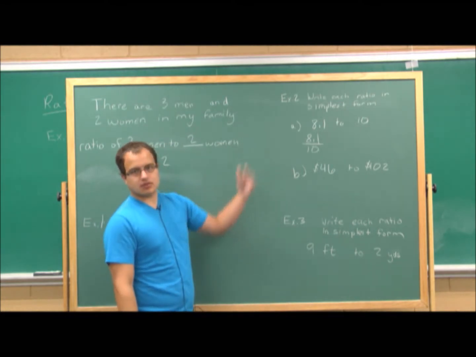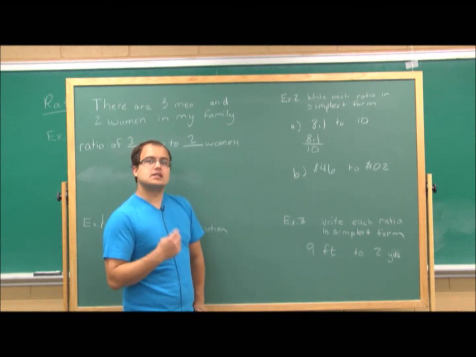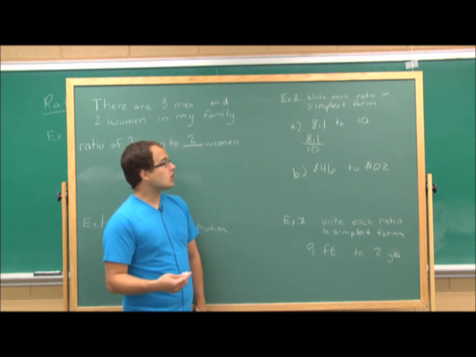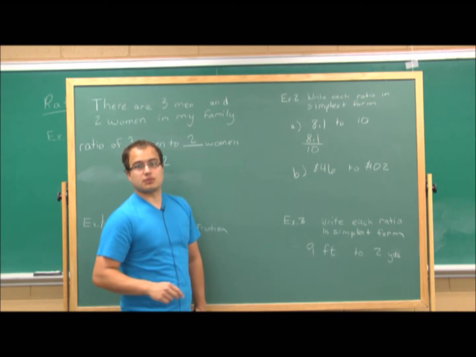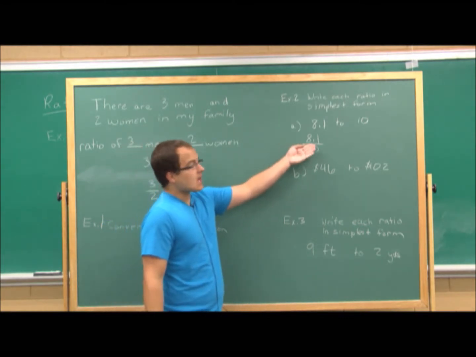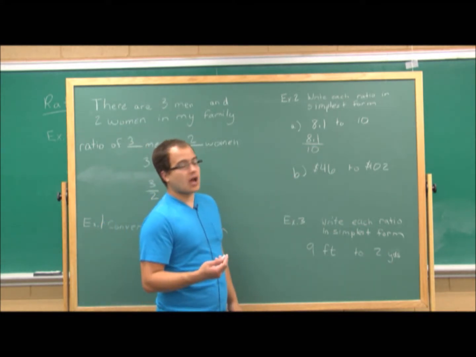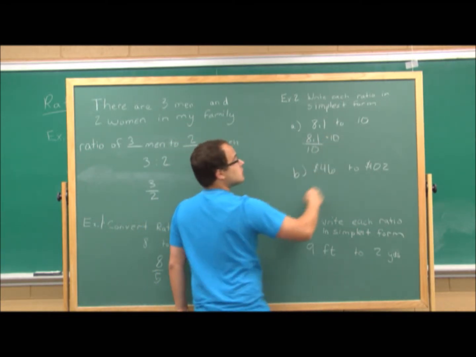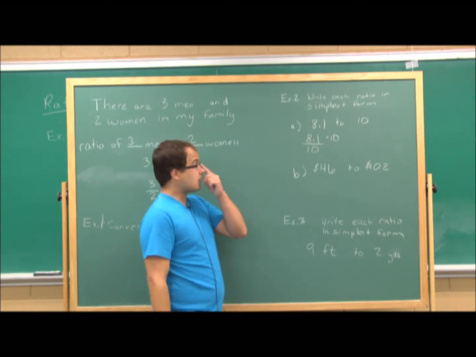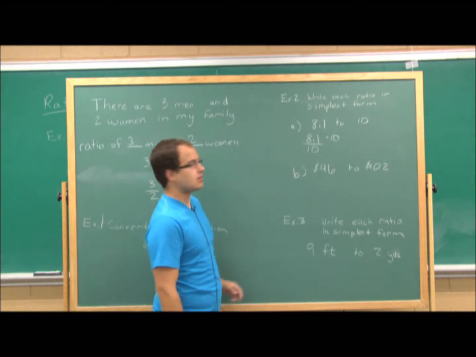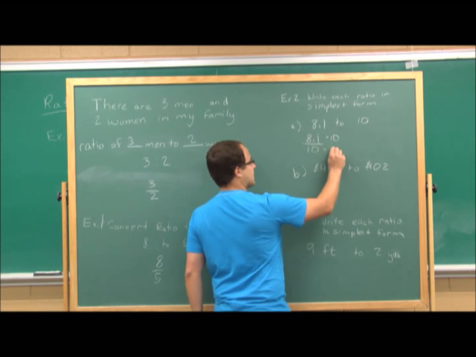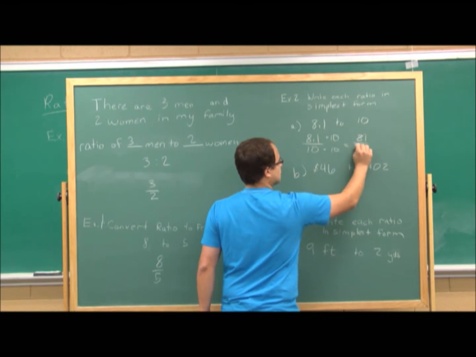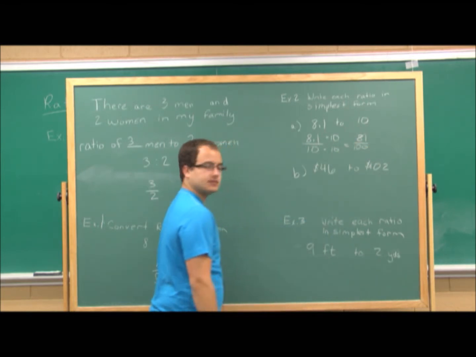Now, we can't simplify that by anything, but it is not common for ratios to contain decimals. So we are going to get rid of the decimal. Well, to make 8.1 not a decimal, I could multiply it by 10, because then it would make it 81. Well, if I multiply the top by 10, you also have to multiply the bottom by 10. So 81 over 100, which cannot be simplified.